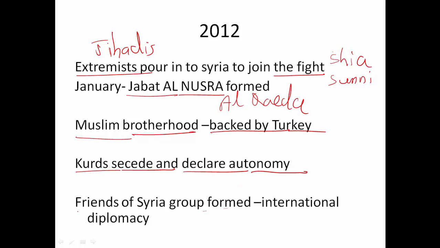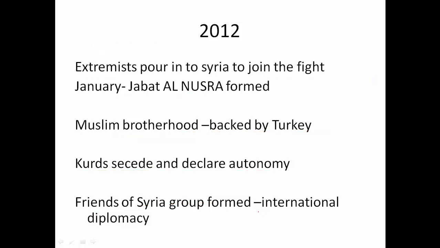In 2012 only, the Friends of Syria group was formed. This was a group of international countries which aimed diplomatically to solve the Syrian crisis and bring down the Assad government. It consisted of USA, Saudi Arabia, France, and many other Western countries. They all wanted the Assad government to go.